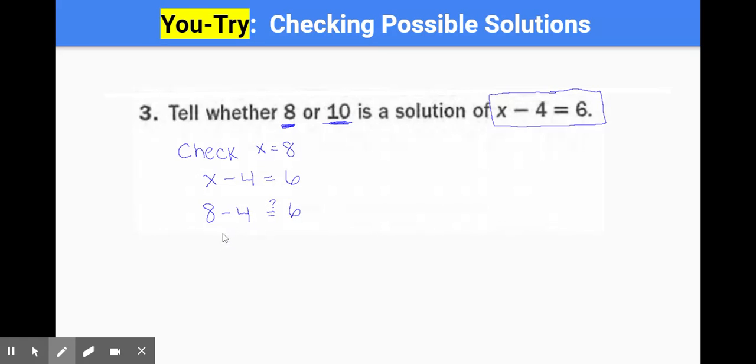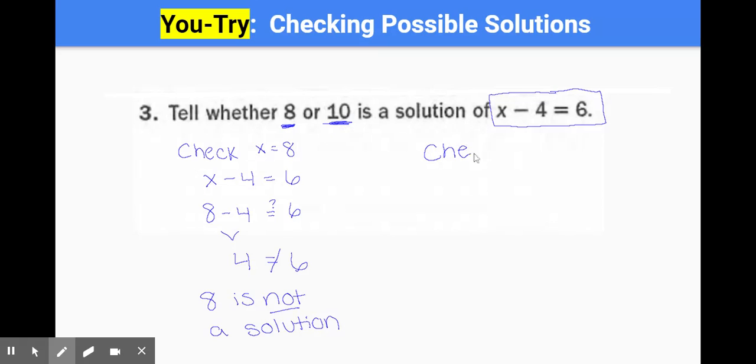Let's simplify the left-hand side. What is 8 minus 4? 4. Is 4 equal to 6? No. So because 4 does not equal 6, that means 8 is not a solution. So that's half the problem. Now we need to check the other solution of 10.